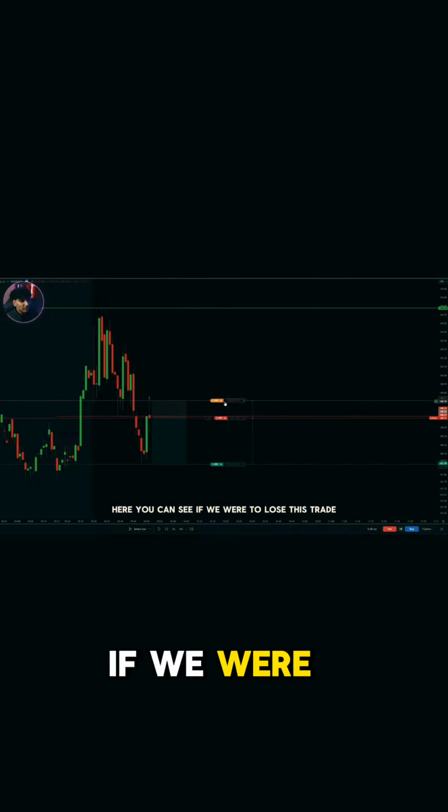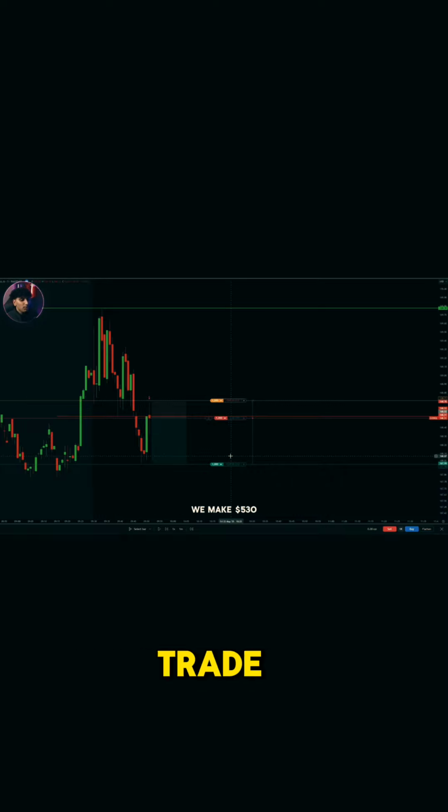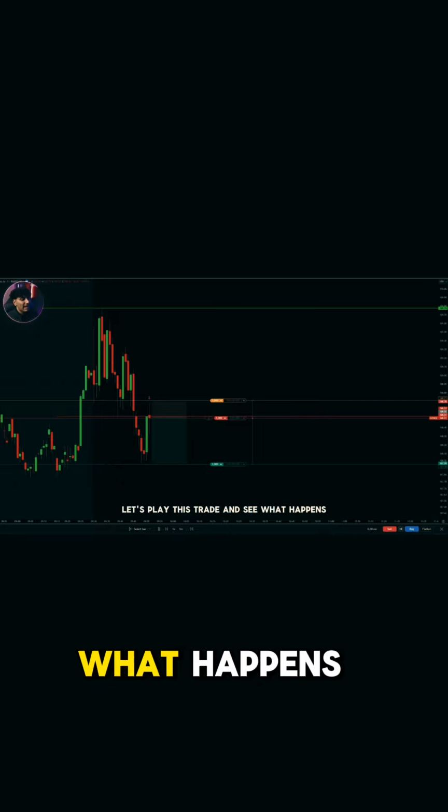You can see if we were to lose this trade, we would lose $200, but if we win this trade, we make $530. Let's play this trade and see what happens.